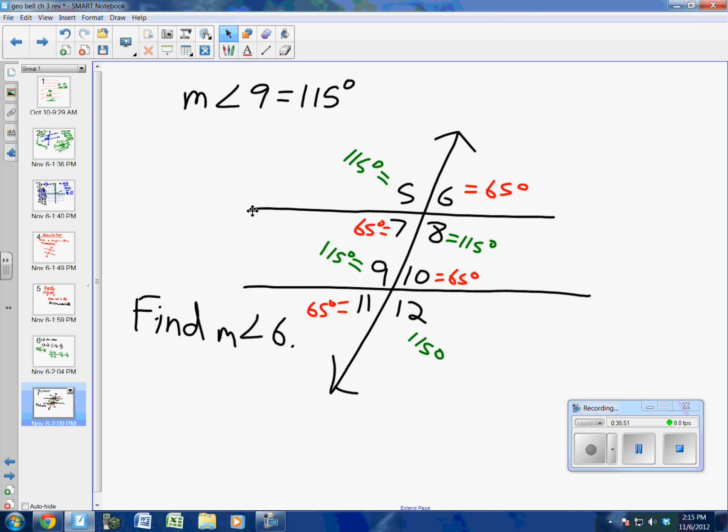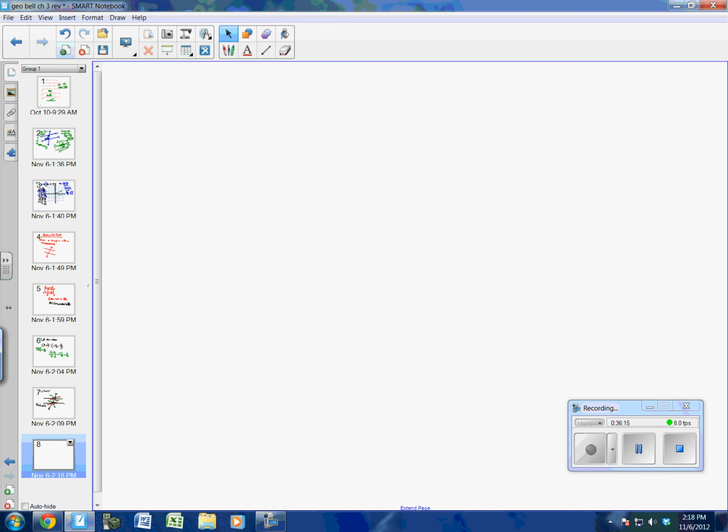Name a pair of alternate exterior angles. 5 and 12, 6 and 11 are a pair of alternate exterior angles. Okay, last one on this one. Name me a pair of consecutive interior angles. 7 and 9 and 8 and 10 are a pair of consecutive interior angles. Okay, next slide right here.